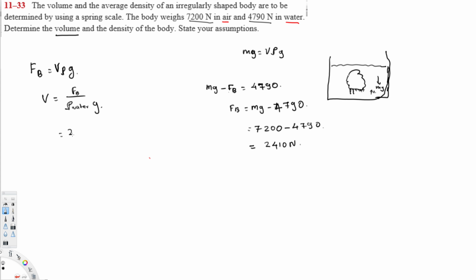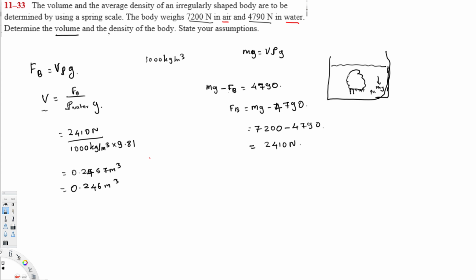So this is the one we are going to use right here. This is going to be 2410 Newton divided by rho. The density of the water is 1000 kilogram per meter cube. So that's what we are going to use, 1000 kilogram per meter cube times 9.81. If we calculate this one, this gives us 0.2457 meter cube. Roughly we can say it's 0.246 meter cube. So we have the volume right here.